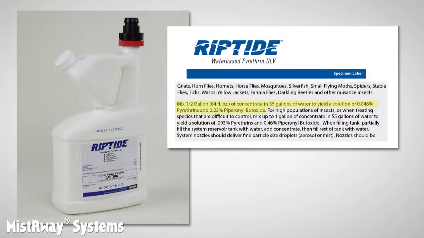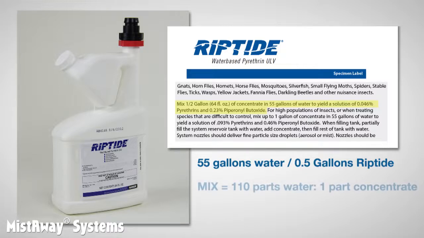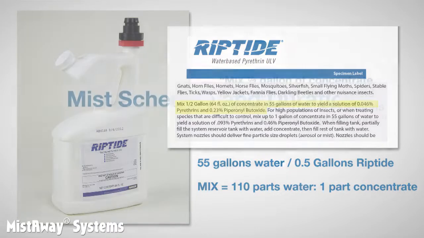Now let's look again at the dosing recommendation for Riptide. To calculate the mix ratio, make sure the units are consistent. In our case, everything will be in gallons. Simply divide the amount of water, 55 gallons, by the amount of Riptide, 64 ounces, which equals 0.5 gallons. The resulting mix ratio is 110. We'll cover how to program the controller in another video about replenishing the tankless unit.